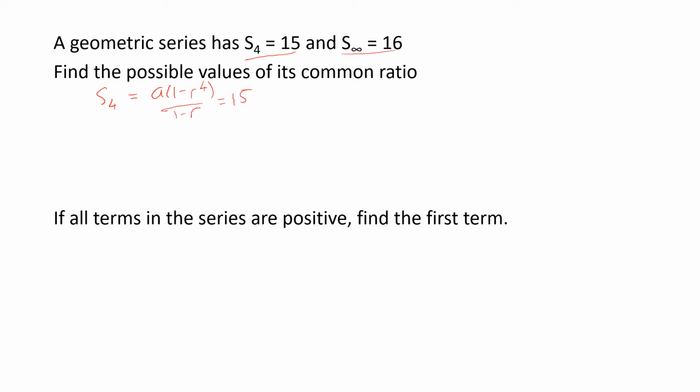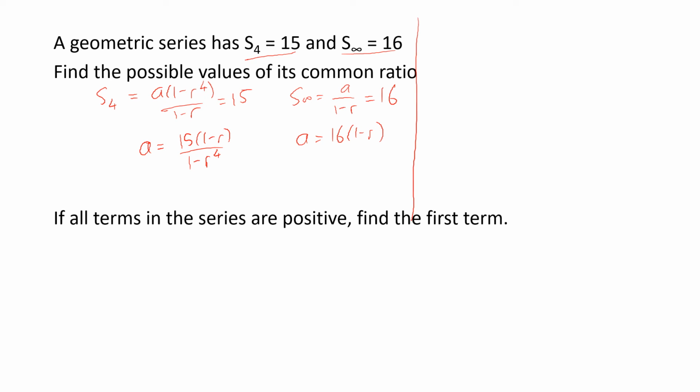We're also told S infinity is 16, so we know S infinity is a over 1 minus r, and that's equal to 16. Now, how are we going to combine these two together to get rid of something? I would probably rearrange them to make a the subject. So if I do that, I'll end up with 15 lots of 1 minus r over 1 minus r to the 4 from my first term. I'll end up with a equals 16 lots of 1 minus r from my second term.